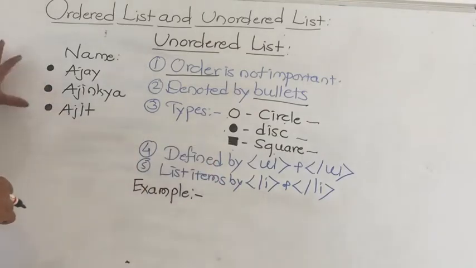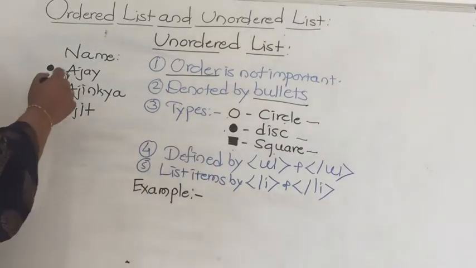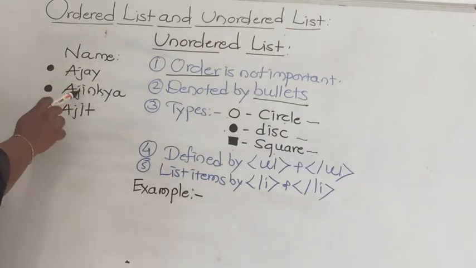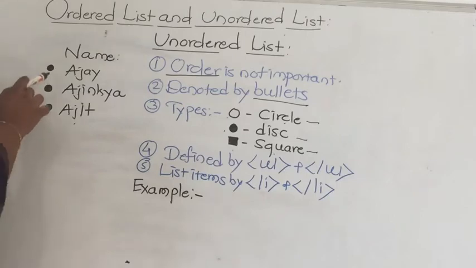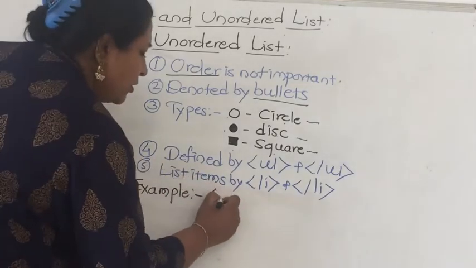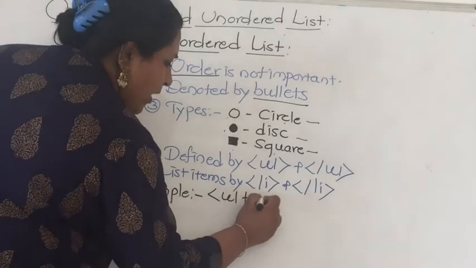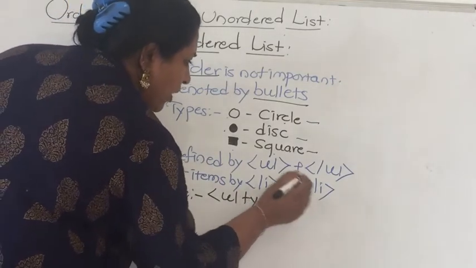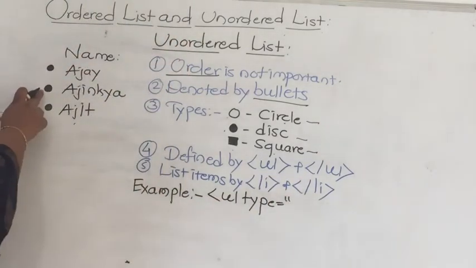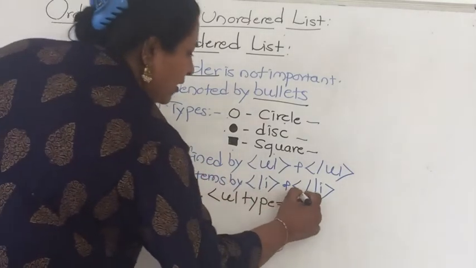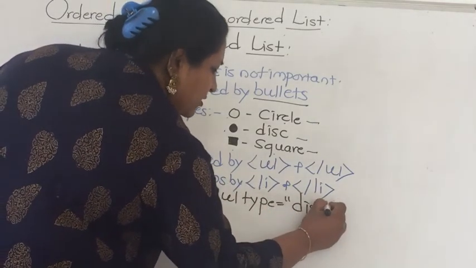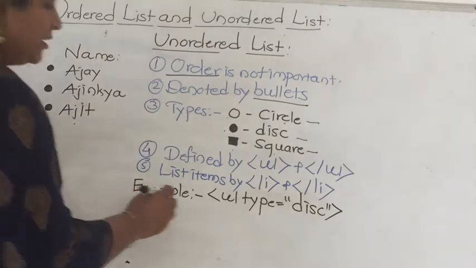So here let's see the example. Now here the names I have given as Ajay, Ajinkya and Ajit, and these are defined by which type? That is a disk. Field circle is a disk. So now suppose I want to write the UL tag for this. How will you write it? Here I will write UL type is equal to, now which type will you use? As it is defined by disk, I will write the type as disk.